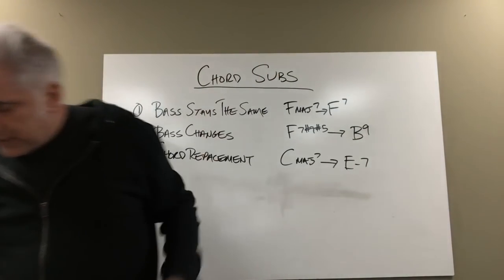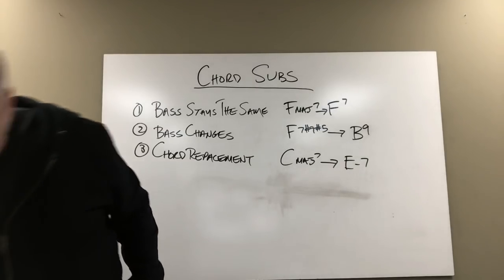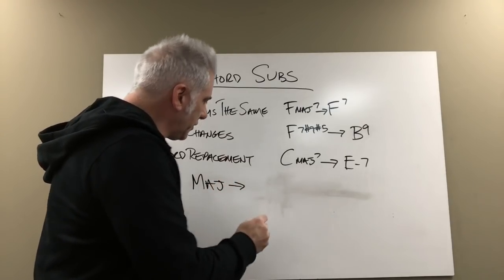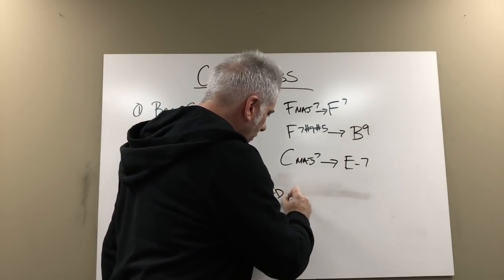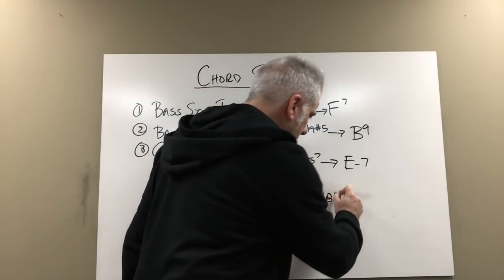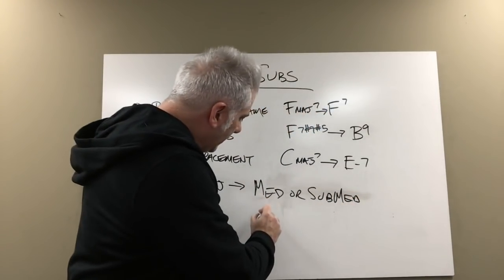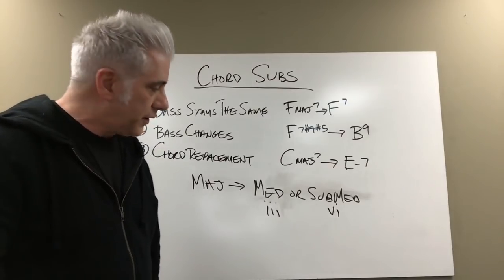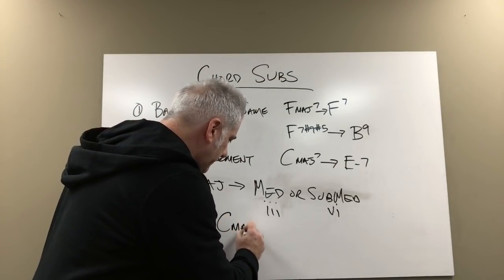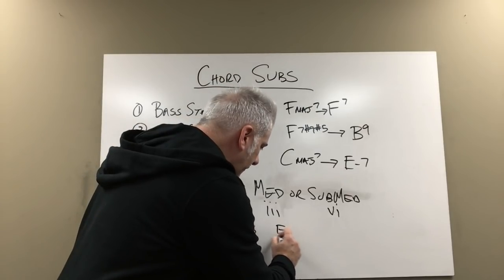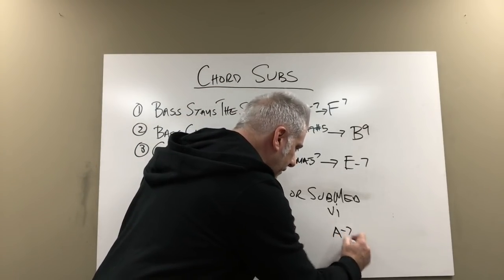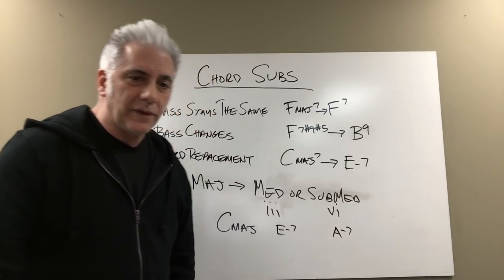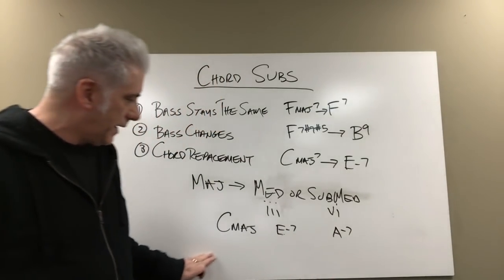So I'm going to write that down here. For major chords, you can substitute the mediant or submediant. So the mediant is the 3 chord, the submediant is the 6 chord. So they can substitute for the 1 chord. So C major 7, you can substitute either E minor 7 or you can substitute A minor 7, okay? That's the 6 chord in the key of C. I'm sorry, that's the 3 chord in the key of C, that's the 6 chord in the key of C. So those are substitutes for one another.